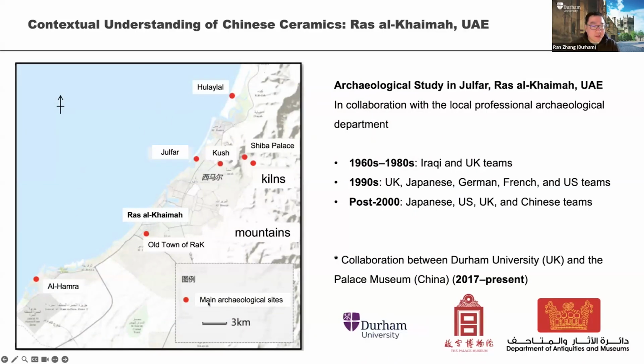So this is Ras al-Khaimah in the UAE, and the red dots are the archaeological sites, and with the Palace Museum and the local government, we are working on those sites. In the UAE, we call this site Julfar, in Ras al-Khaimah, and it has for a long time been studied by Iraqi and UK teams, by Japanese, French, German, and US teams. And nowadays we are working on this with the Palace Museum, from the Chinese side.